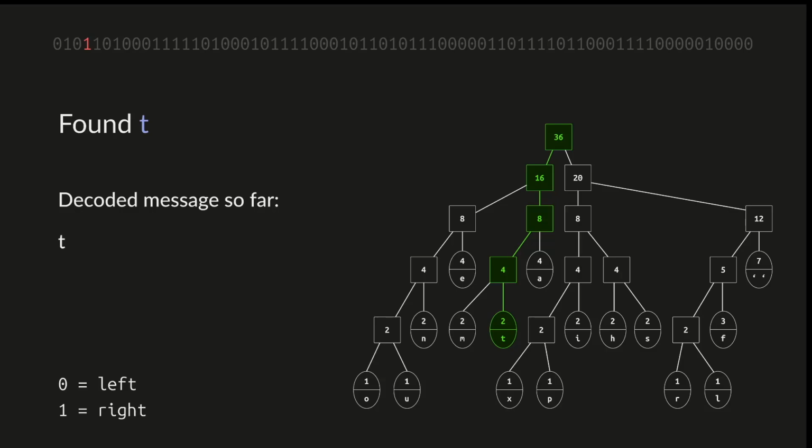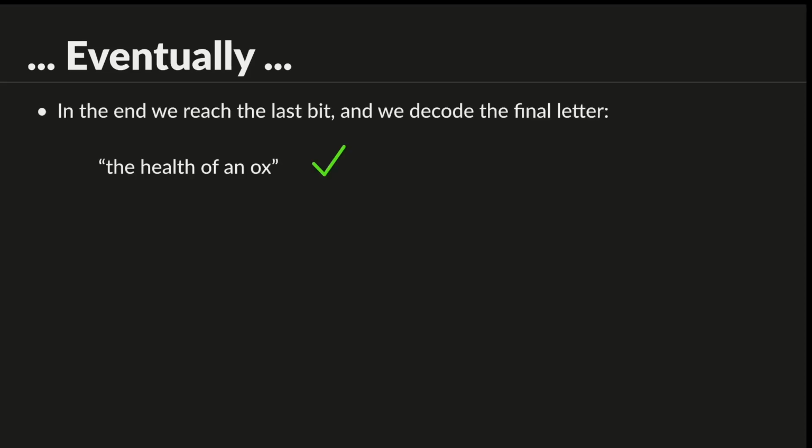And then we reset the pointer to point back at the root node of the tree, and we're going to keep going. Okay, so the next bit is a 1, go right. 0, go left. 1, go right. 0, go left. Okay, now we found a leaf node for H, so we're going to emit that. So this process continues for a while, and eventually we decode the message, which was "the health of an ox."